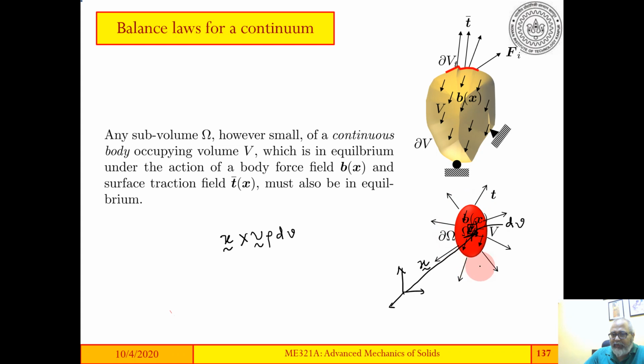If I want the angular momentum of this whole red egg, then I need to do integration over the whole volume. So this is the total angular momentum.